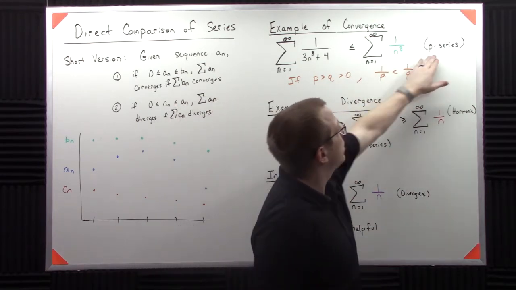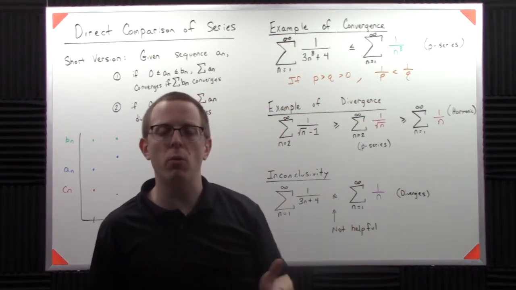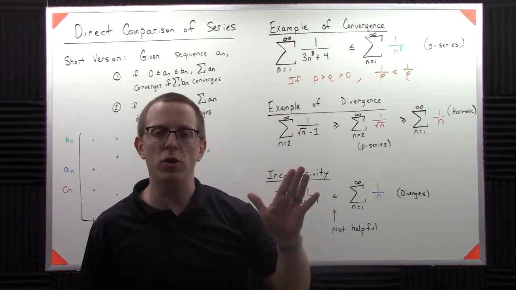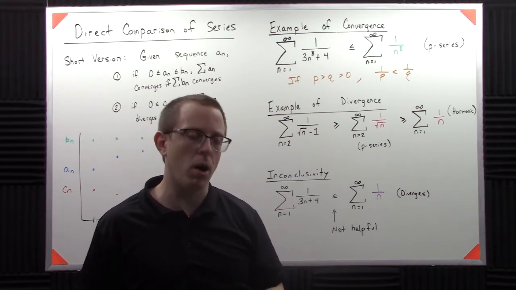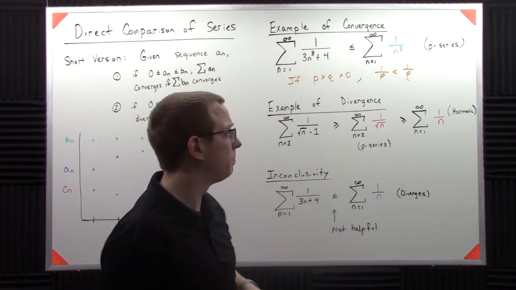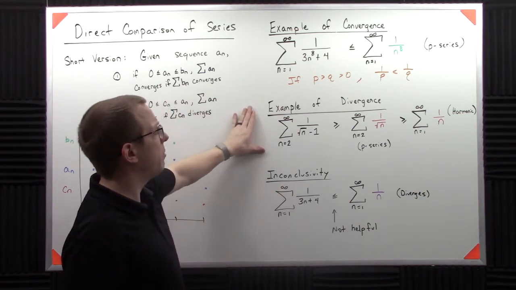So if I look at this, I say, okay, that's a p-series. Well, p is larger than 1, it converges. Done, not a problem. Okay, well good, that's simple. And you can do the same idea here.